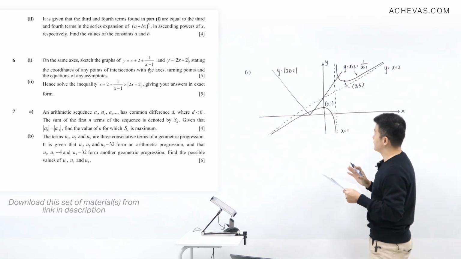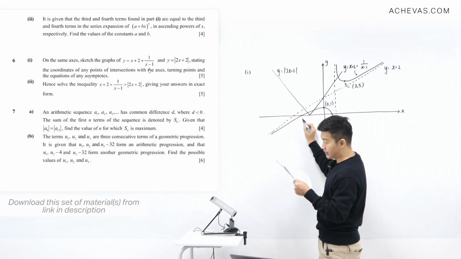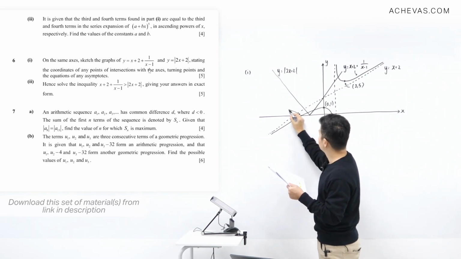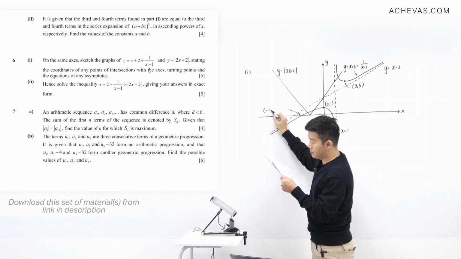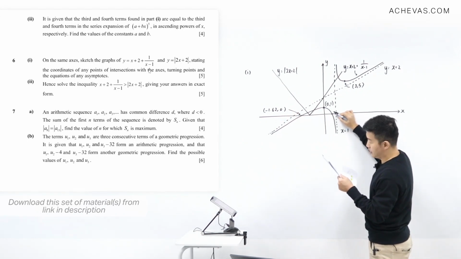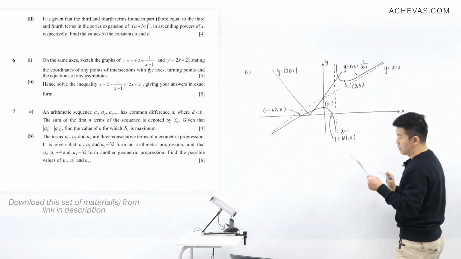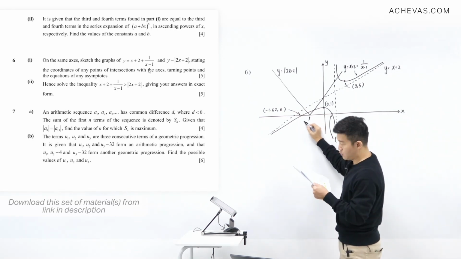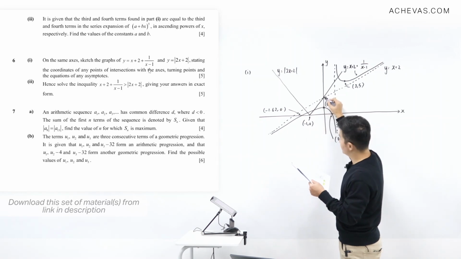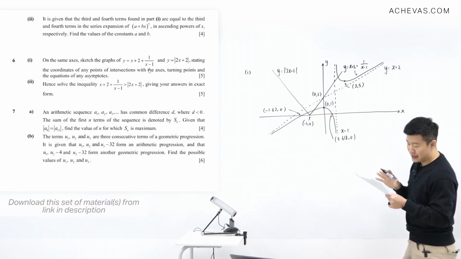We are supposed to indicate all the coordinates. Okay, I realized I've forgotten to indicate this point here and this point here. Let me do it now. From the calculator, this particular point has the coordinates of (-1.62, 0). As for this point over here, it is (0.618, 0). And this point here has coordinates of (-1, 0). This point here is (0, 2), which coincides with the y-intercept of the oblique asymptote. Okay, have I indicated all the points? Okay, I have. Next, let's proceed.